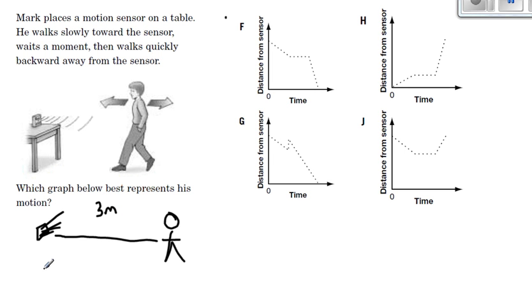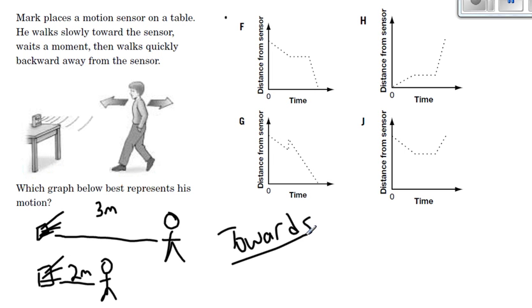Then, a little while later, maybe even seconds later, Mark has moved towards the sensor, and therefore he's now maybe 2 meters away. And then he would be 1 meter away. So when he walks towards the sensor, his distance should decrease. Walking towards something means that your distance decreases, because if you were standing on top of the item, you would be 0 meters away, which is as close as you can get.